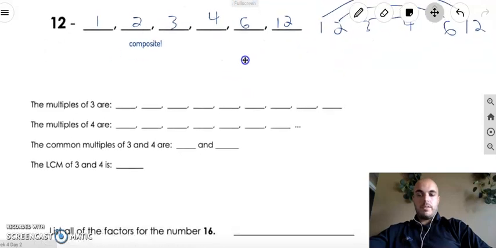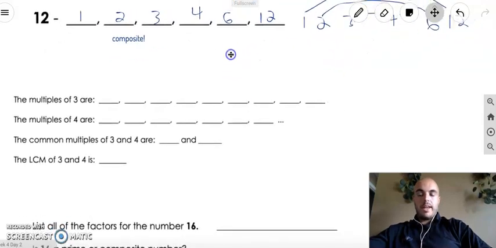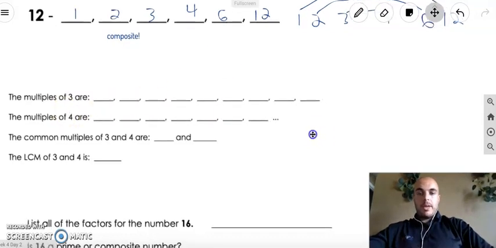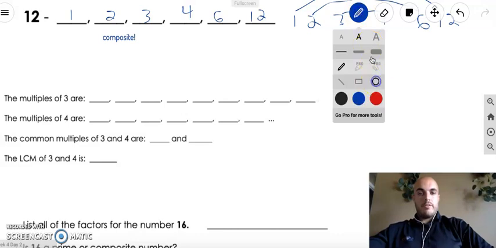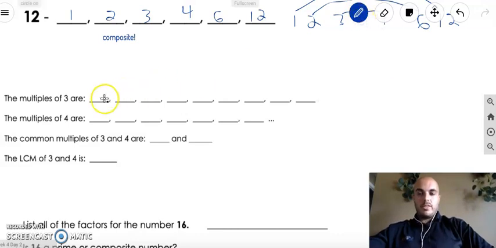Let's move down to this. We're going to be finding some multiples first of 3 and 4. So I'm actually going to build myself a number tree for 3 and a number tree for 4. And it looks like I'm going up 1, 2, 3, 4, 5, 6, 7, 8, 9 rings for 3. So I'm going to start way up here so I have room.